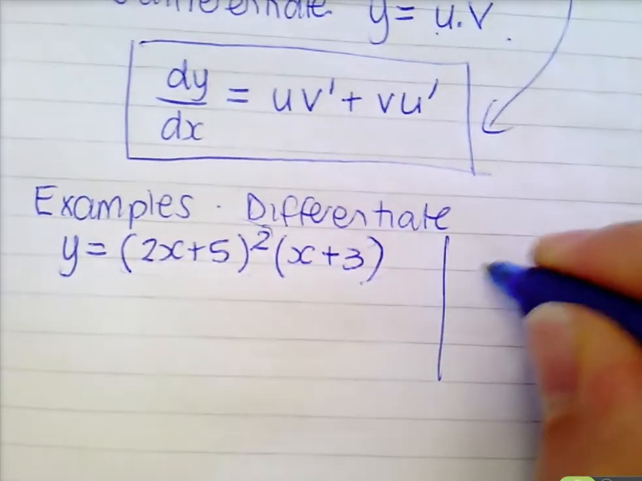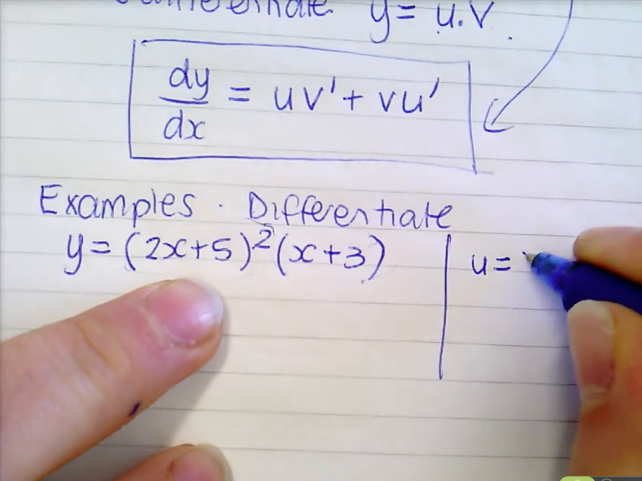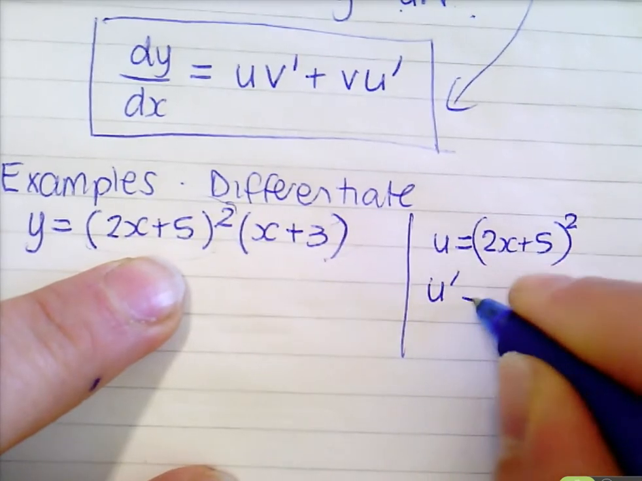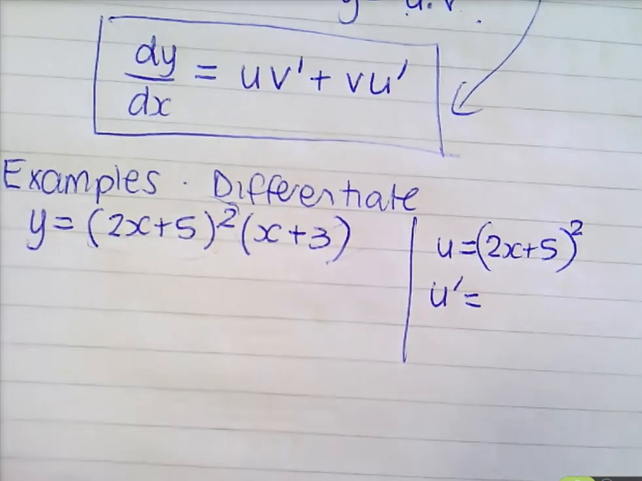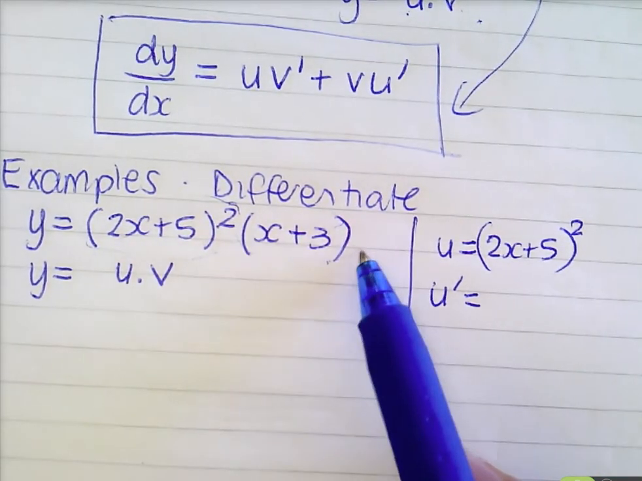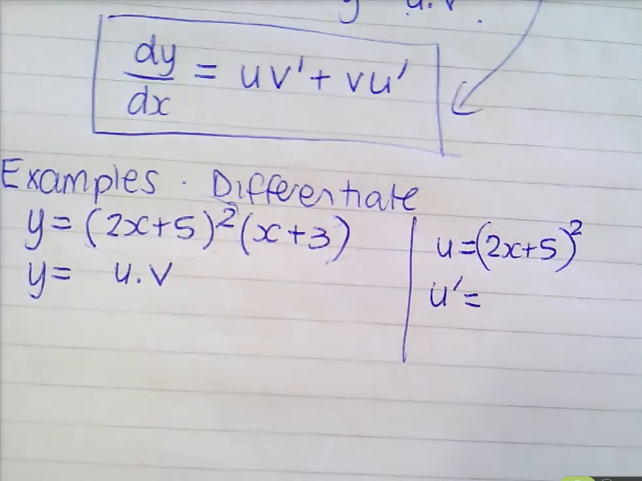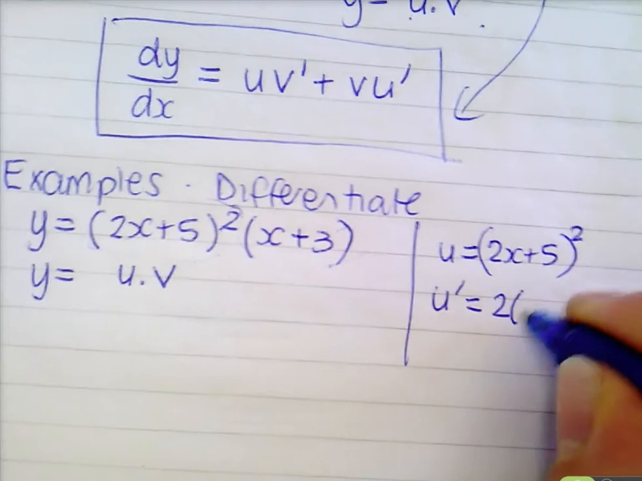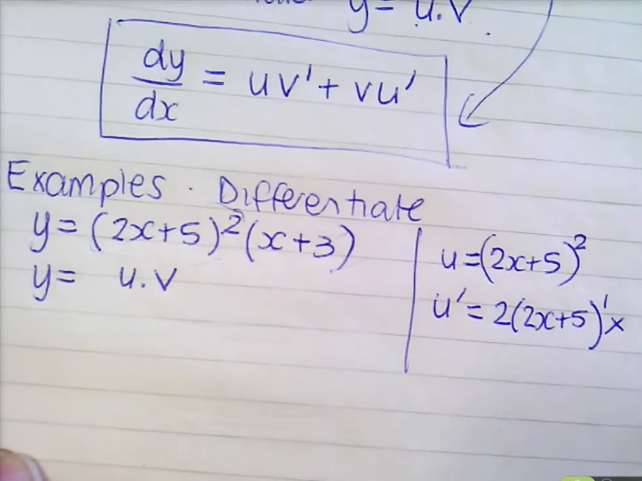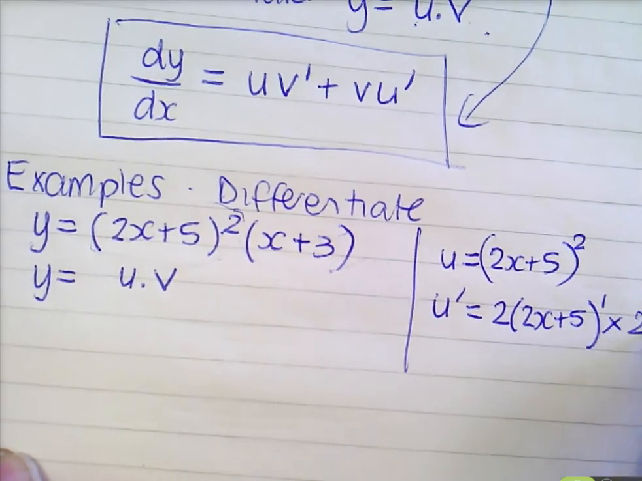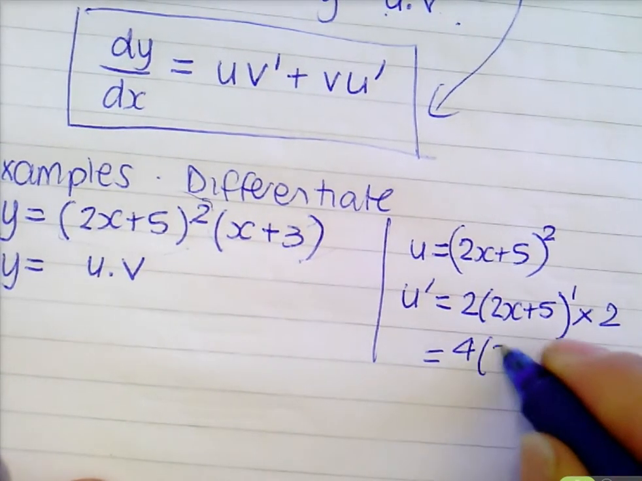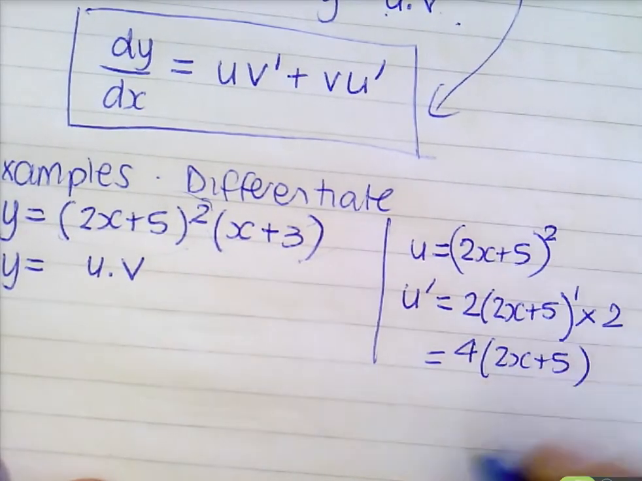I say on the side, let u be the first function, which is what? 2x plus 5 squared. And then I write down what u dash is underneath it. So what's u dash? In other words, girls, this is y equals u times v. There's your first function, there's your second function, got it? So u is my first function, so I need to work out u dash, which is what? Bring the 2 to the front, write out the 2x plus 5, drop the power by 1, and then times by the derivative of what's inside, and what do you get? 4 bracket 2x plus 5. So I've done u and u dash.